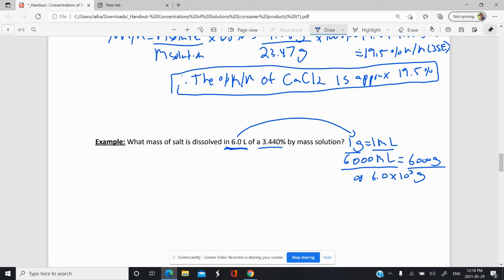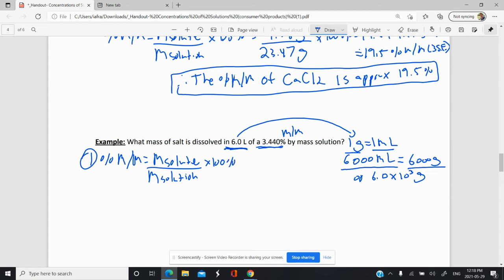So that can be the mass of our solution, and that's because it's a small enough percentage that we can assume the same density. So there's some error there, but it does work out for a question like this. And so this is a 3.44% by mass solution. So we're looking at mm here. So what do we know? We know that the percent mm is equal to the mass of the solute, which is the salt, over the mass of the solution times 100%.